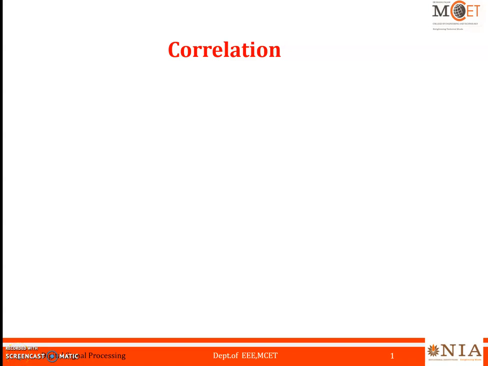Good morning, all. Today we are going to discuss the concept of correlation. Already we have discussed the concept of convolution, and in convolution we have discussed linear convolution and also circular convolution. When we are doing the linear convolution of two sequences, we can do it with the help of three methods. Same way we can do the circular convolution. There also we have three methods.